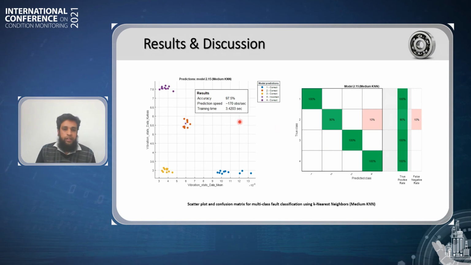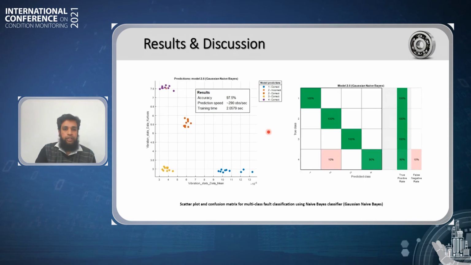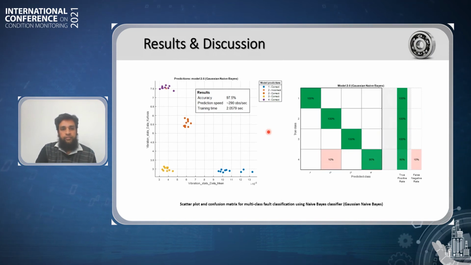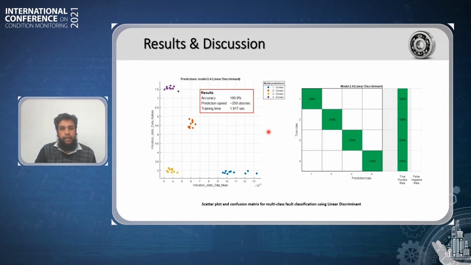But if we notice another metric, which is the training time. The training time in case of the Gaussian naive Bayes classifier is 2.0579 seconds, whereas it was 3.4203 seconds for medium KNN. It means that although these two classifiers show the same accuracy, as the training time for the Gaussian naive Bayes classifier is less, it gives faster results and it is a better machine learning classifier in terms of speed. Another model named linear discriminant shows an accuracy of 100%.